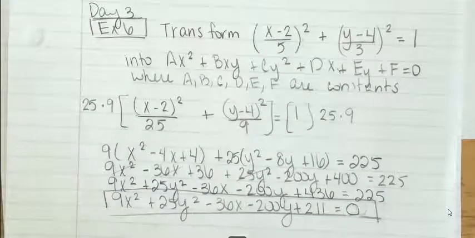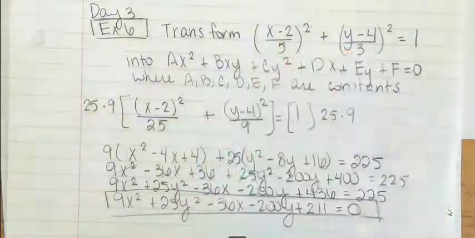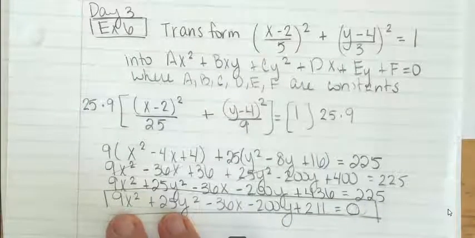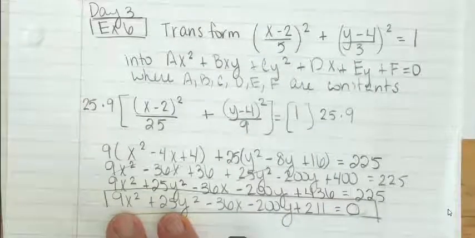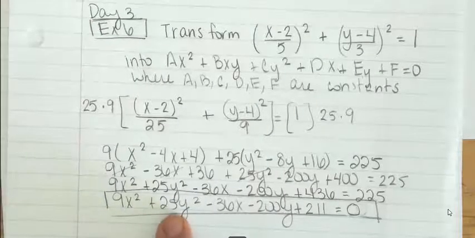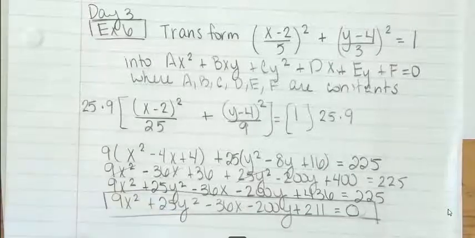If I was just looking at this form now, so we talked about why looking at this form I knew it was an ellipse. What if I was just looking at this form, how would I know it's an ellipse? Well, the reason that you know it's an ellipse is because your two x squared and y squared terms are both positive, but they have different coefficients. So therefore you know that it's an ellipse, okay?